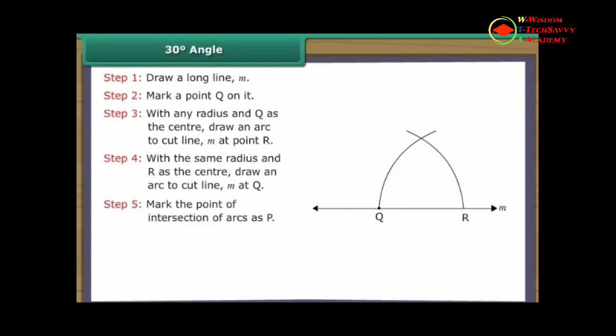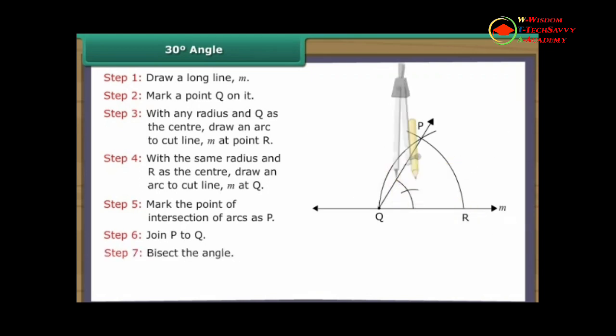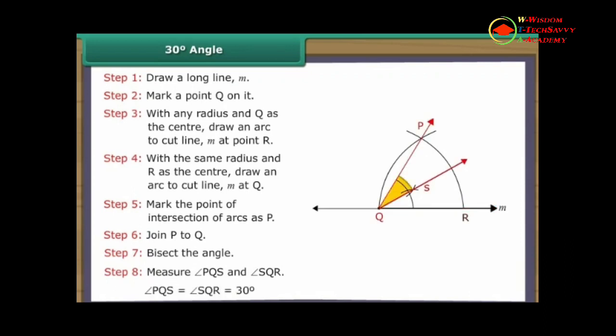Mark the point of intersection of arcs as P. Join P to Q. Bisect the angle. Measure angles PQS and SQR. Angle PQS is equal to angle SQR is equal to 30 degrees.